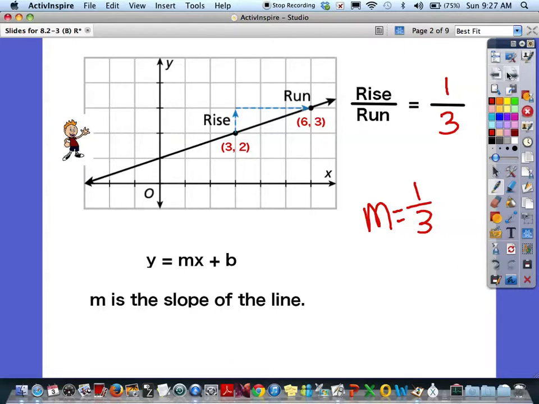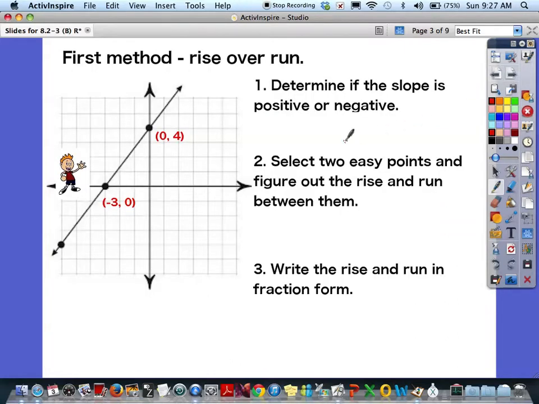All right, here we go. Let's do a quick example using this rise over run method. First, determine if the slope is positive or negative. Because our little guy here has to walk up, it's positive. That's good to know. Select two easy points on the graph and figure out the rise and run between them.